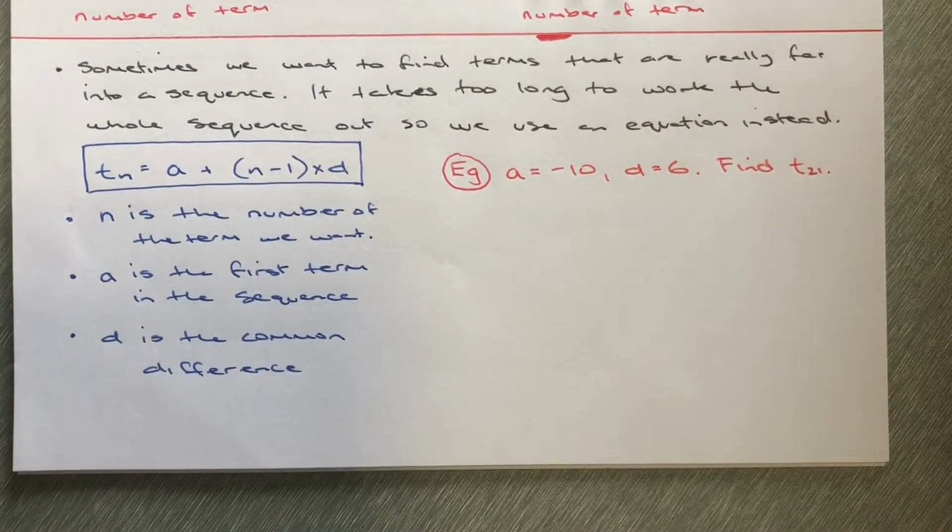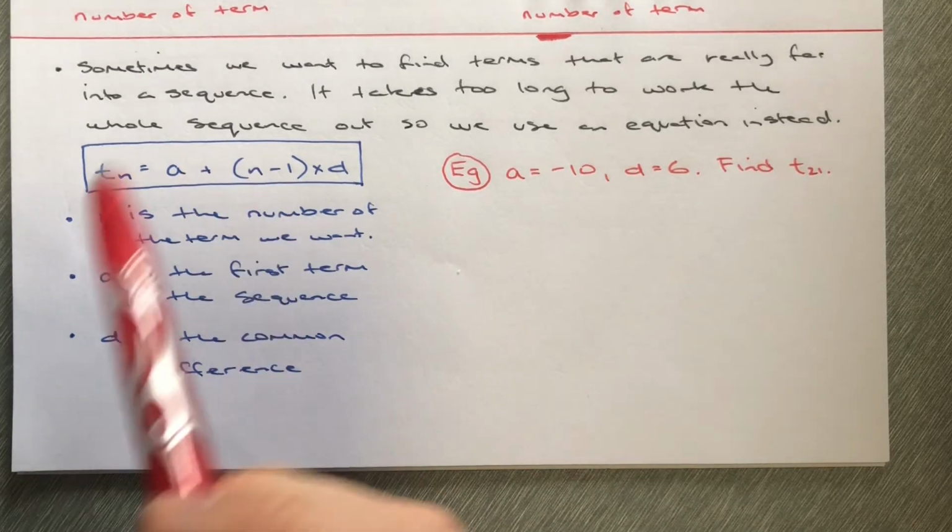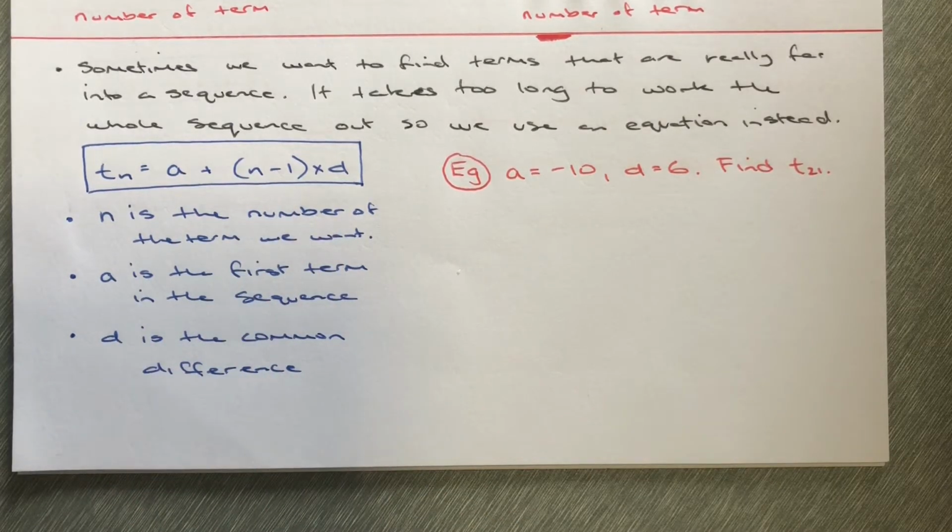Alright. So sometimes we want to find terms that are really far along into a sequence. It takes ages to work whole sequences out, so we use this formula here instead. Like for example, if I wanted to find the 100th term, it'd take me forever to work out the 99 before it, but we don't actually have to do that. So we can use this formula here.